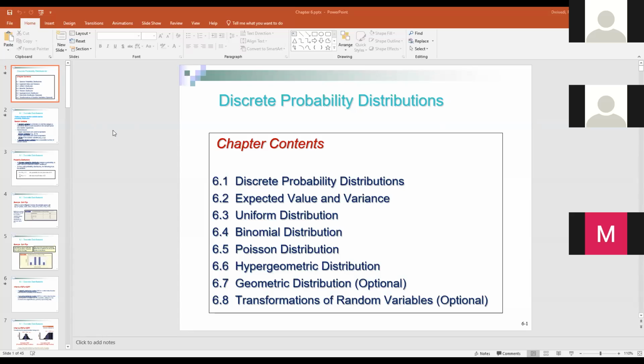So in this chapter, chapter number 6 is based on discrete probability distribution, and chapter number 7 is based on continuous probability distribution. So we are going to cover both. We are going to learn how to do this in Minitab also. So let's start with this.